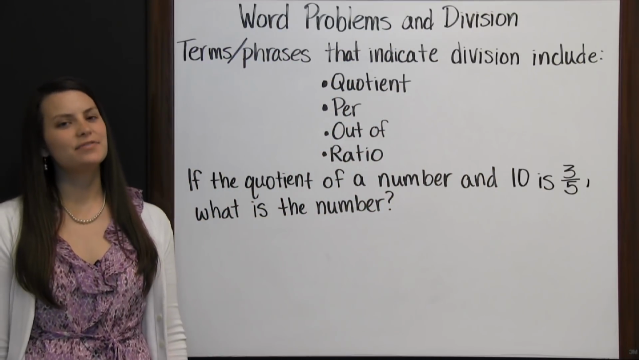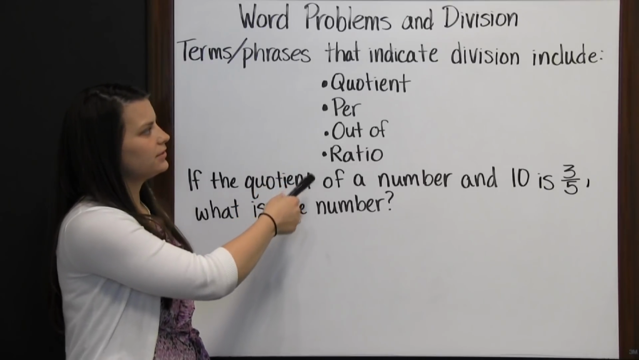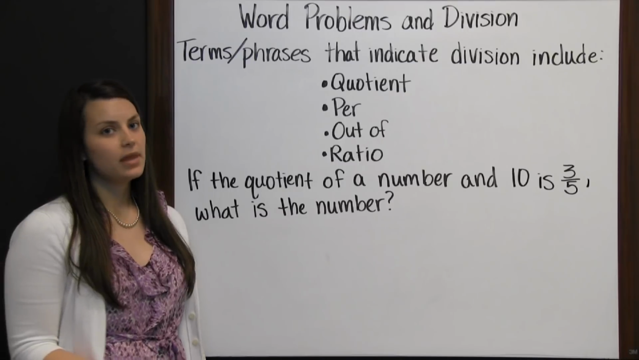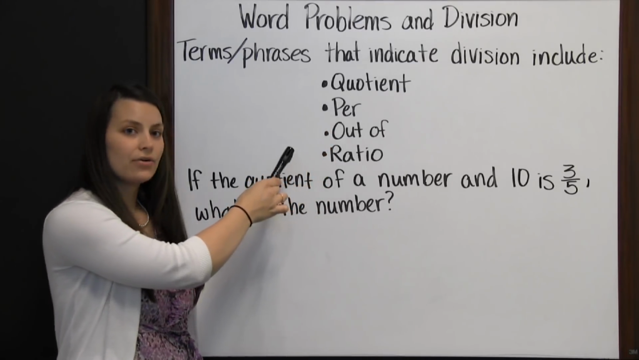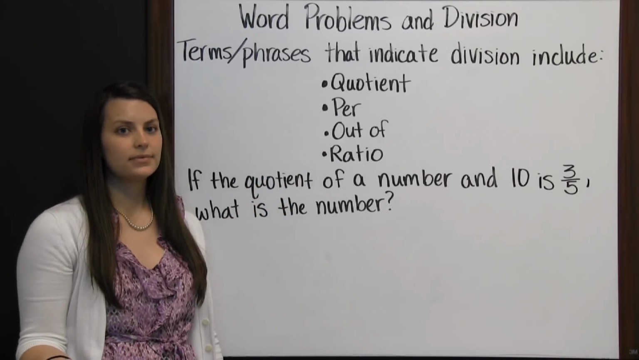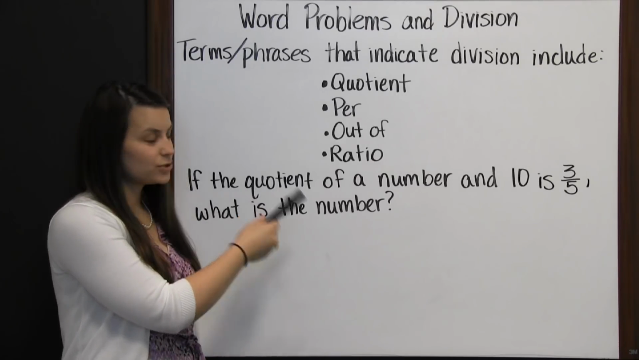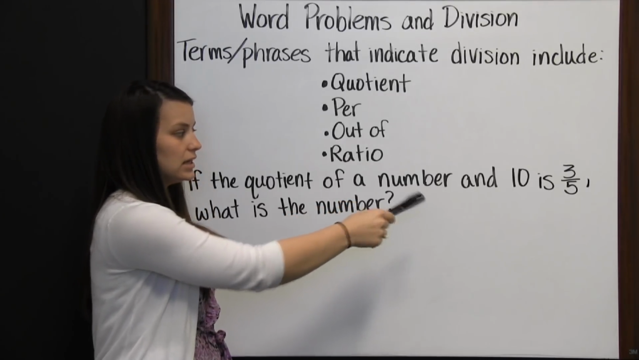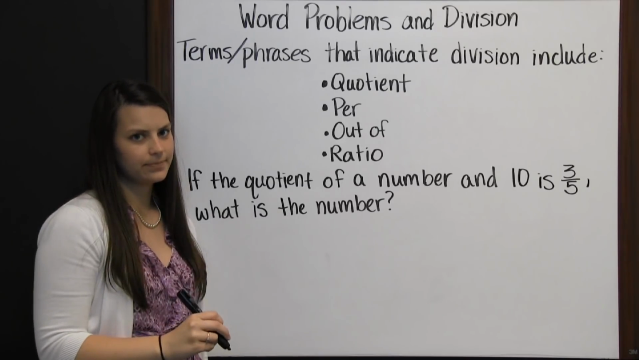Word problems and division. Here we have a list of some words that indicate division. So if you're trying to solve a word problem and you come across the word quotient, per, out of, or ratio, you'll know that you need to divide something. Let's look at an example. If the quotient, there's one of our key words, of a number and 10 is 3/5, what is the number?